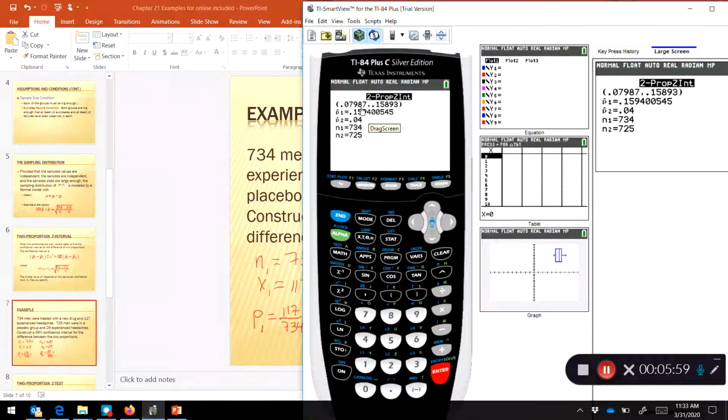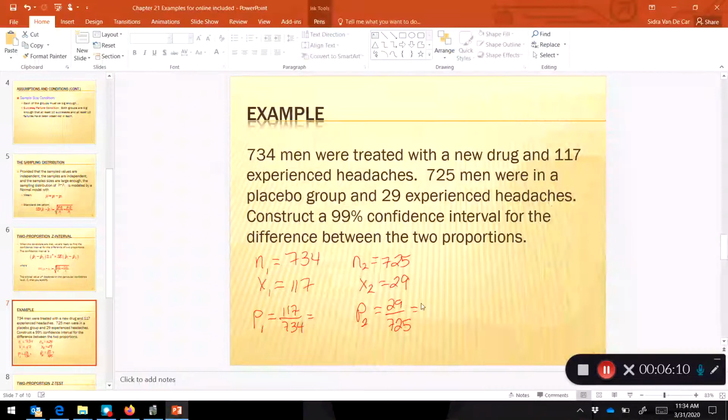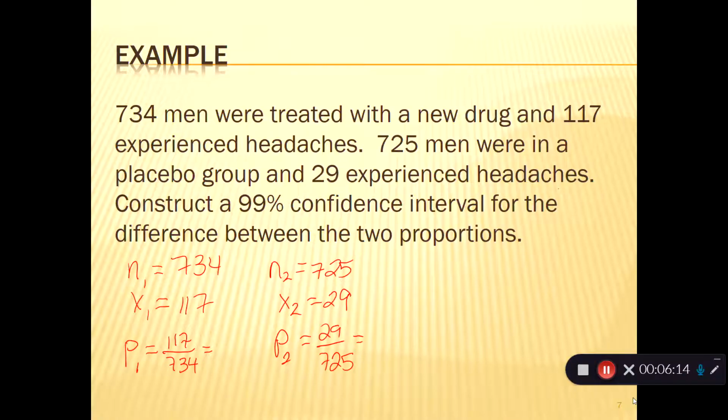I am between 0.07987 and 0.1589. All right, so let's write that down. This first proportion was 0.159, and this one was 0.04. And we have an alpha level here of 0.01, since it's a 99% confidence interval, right? 100 minus 99 is 1%, so 0.01. And so the confidence interval that we came up with using our calculator was 0.0799 to 0.1589.